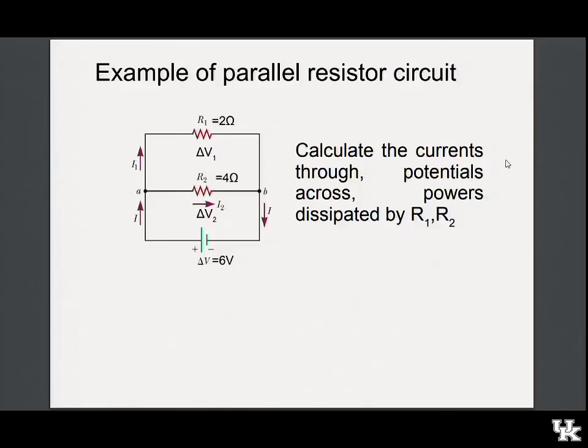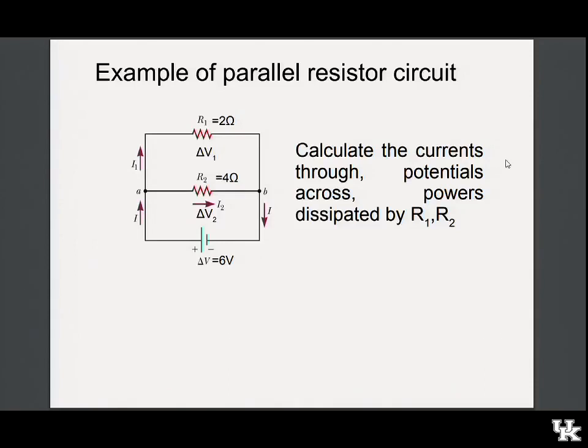Okay, let's solve a circuit problem with parallel resistors. All I did was to disconnect the original circuit from the last problem and reconnect it as a parallel circuit. That's what I've done over here. So if you look at this circuit, it's a parallel circuit involving R1 and R2. I've connected them to the terminals of a 6-volt ideal battery. We're not going to worry about internal resistance. And R1, the first resistor, is 2 ohms. R2, the second resistor, is 4 ohms.